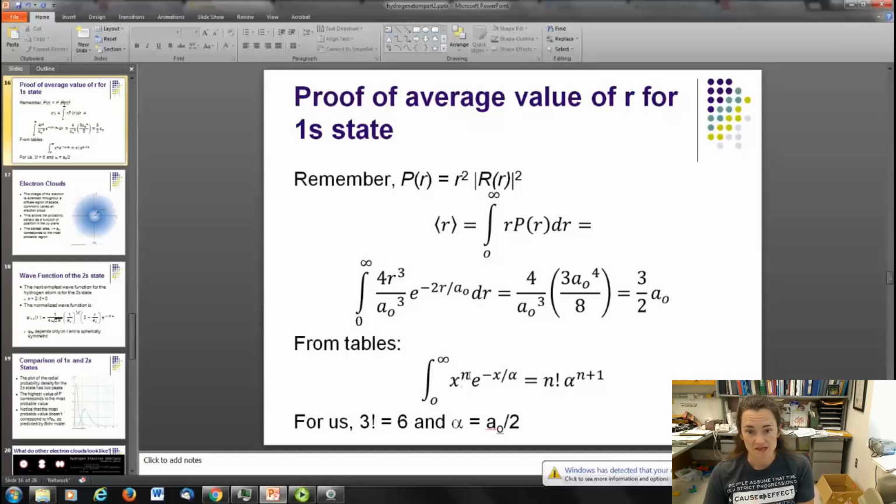The x to the n becomes r cubed, so it's r to the n, and n is equal to 3. So that 3 factorial gives us 6. And then e to the minus 2r over a naught, well, the minus 2 over a naught goes to our 1 over alpha, okay? And so that's where we get all that. So then, evaluating that integral, I'd have the 4 over a naught cubed, which I pulled out front, times 3 a naught to the 4th over 8 would be the evaluation of that integral. And then when I multiply those two things together, I get 3/2 a naught.